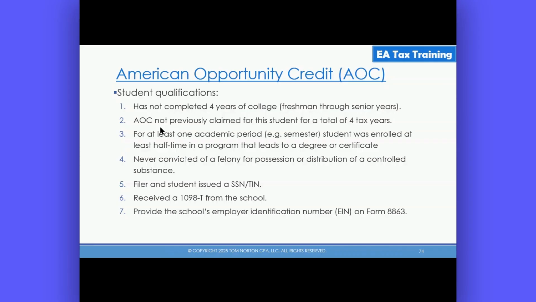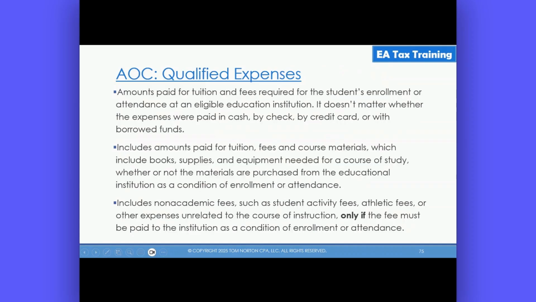The student has never been convicted of a felony for possession or distribution of a controlled substance. Whoever is filing for the return and the student have to have a Social Security number or a TIN. You have to have received a 1098-T from the school, and you have to provide the school's employer identification number on the Form 8863 that you fill out in order to get the credit.